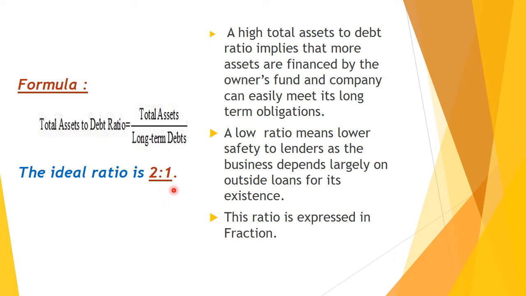A high total assets to debt ratio implies that more assets are financed by the owner's fund and the company can easily meet its long-term obligations. What does it indicate? Assets are financed by the owner's fund. What does it mean? Owner's fund means what? Shareholders' fund: share capital, the equity, the preference share capital, the reserves and surplus, all are owner's fund.